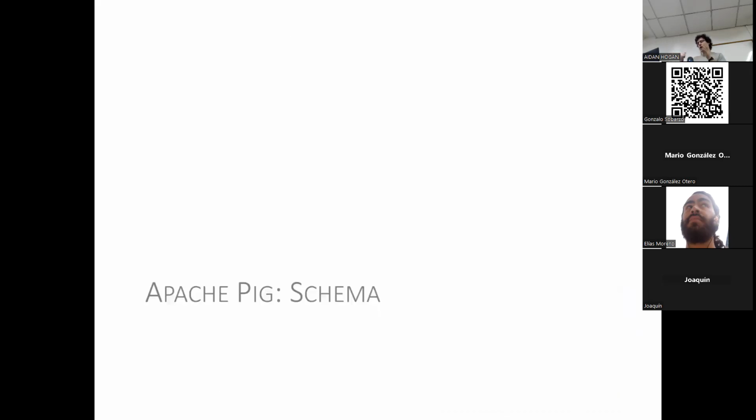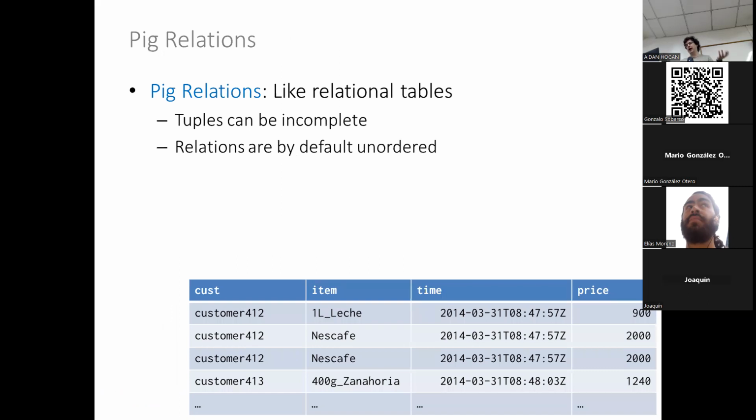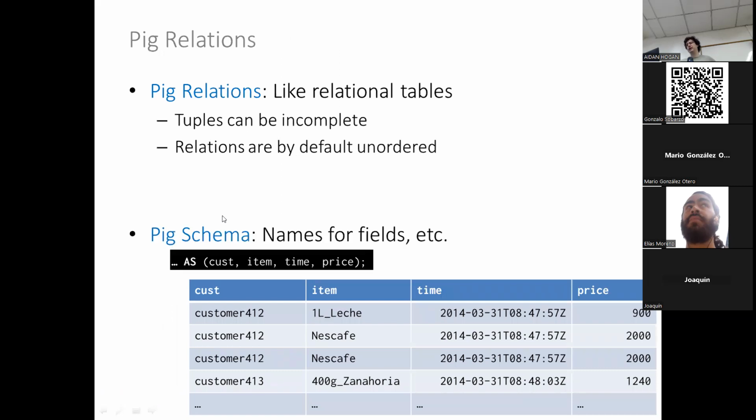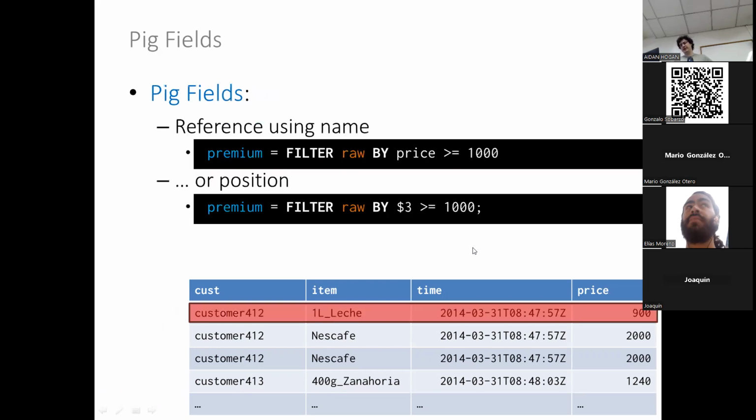Okay, so we're going to talk a little bit more in detail about the language. So the first thing is the schema. We have these Pig relations, which are like relational tables. Tuples can be incomplete, like in relational tables, where we can have nulls, and relations are by default unordered, much like in SQL. So we have a Pig schema, which has names for fields: customer, item, time, price, very much like a relational database.